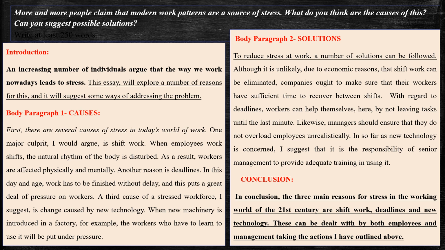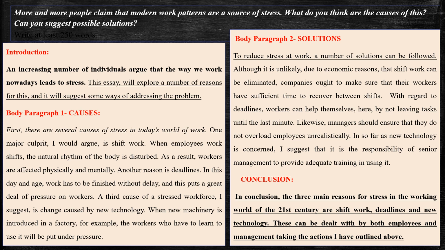More and more people claim that modern work patterns are a source of stress. What do you think are the causes of this? What are the causes of the stress or the modern work pattern causes stress? What are the causes? Can you suggest possible solutions?